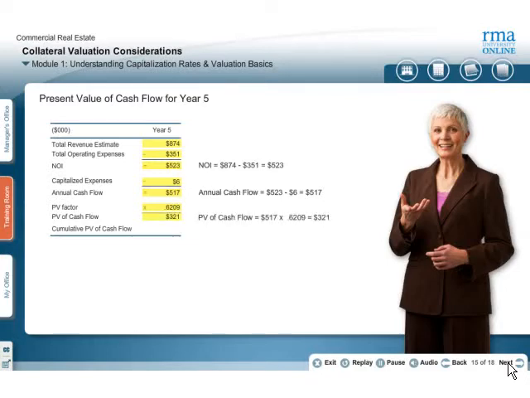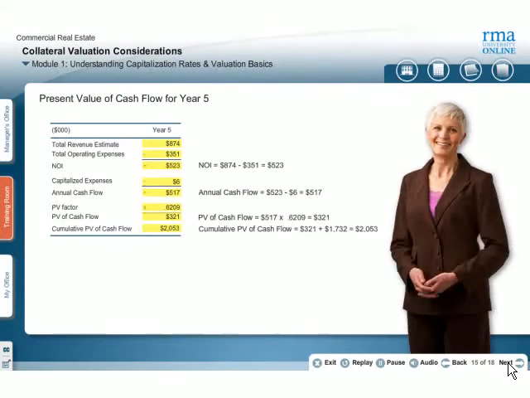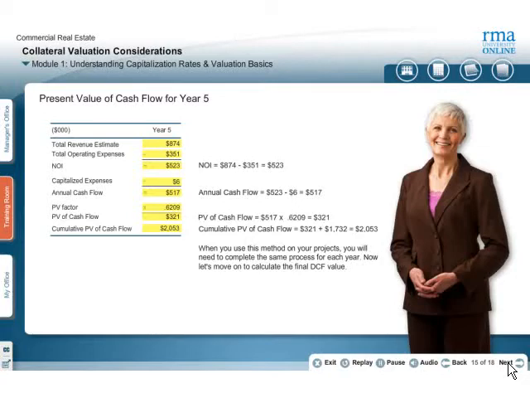Multiply $517,000 by the PV factor, 0.6209, to get the PV of cash flow, which is $321,000. The final step is calculating the cumulative PV of cash flow. Add $321,000 to $1,732,000 to get $2,053,000. When you use this method on your projects, you will need to complete the same process for each year. Now let's move on to calculate the final DCF value.